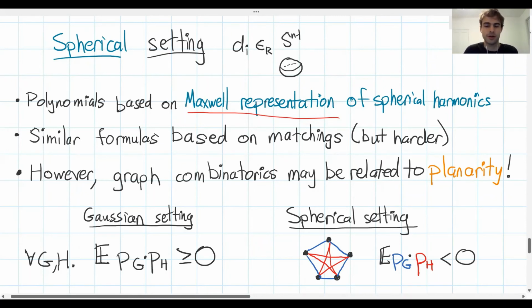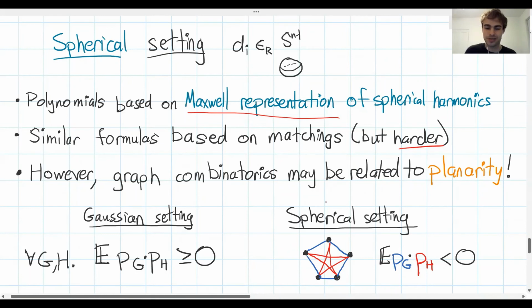it's just a degree orthogonal basis for functions on the sphere. And they're very similar to the Hermite polynomials. For that reason, the expressions actually look fairly similar to expressions in the Gaussian setting. So again, we get similar formulas based on matchings in an underlying graph of inner products, but they're slightly harder. An interesting feature of the spherical setting is that the combinatorics of the graph of these polynomials seems to be related to planarity properties of the graphs G and H, which is really surprising, that there's a connection between the unit sphere and planar graphs.